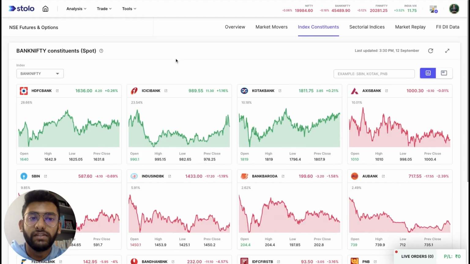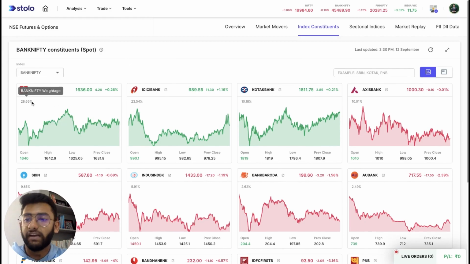So coming to the index constituents, you would directly know. We have added the weightage here.